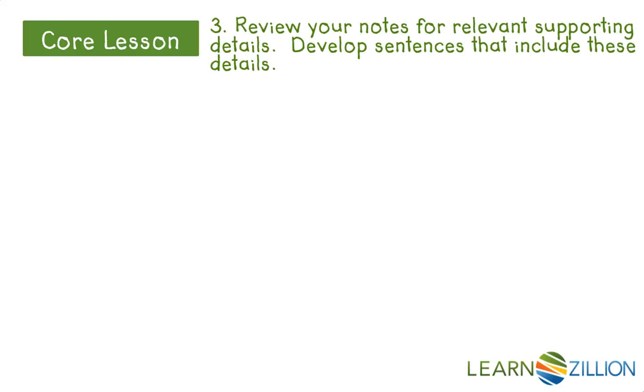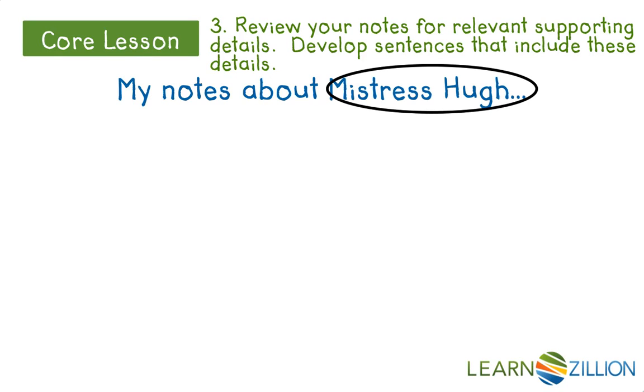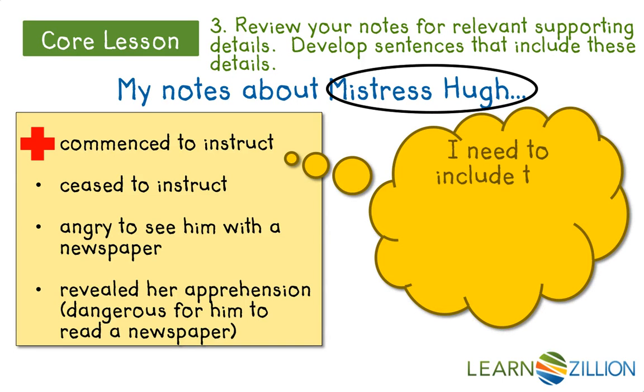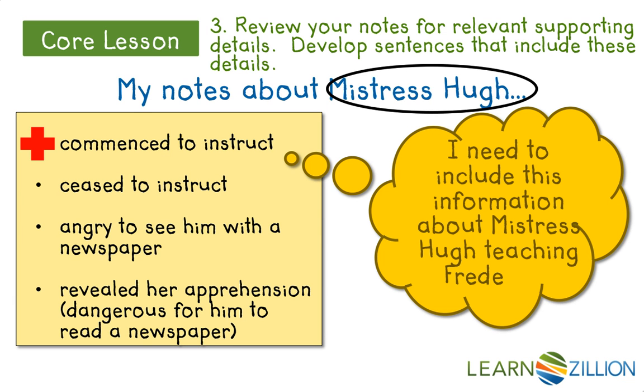Review your notes for relevant supporting details. Develop sentences that include these details. Here are my notes about Mistress Hugh. I know that the most important thing about Mistress Hugh is that she started to teach Frederick to read. I also know that she stopped those lessons. I know what I need to do. I need to include this information as details about Mistress Hugh. I need to give the reader enough background information to understand the nature of the interaction between Frederick and Mistress Hugh. I don't want to include unnecessary details, but I do want to give enough so that the ideas and sequence of events are logically connected.